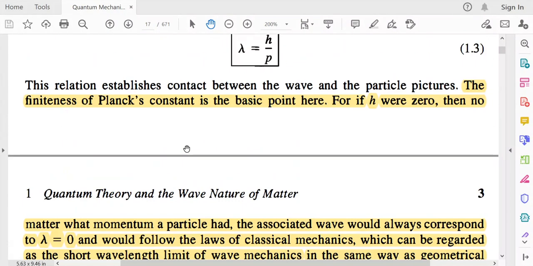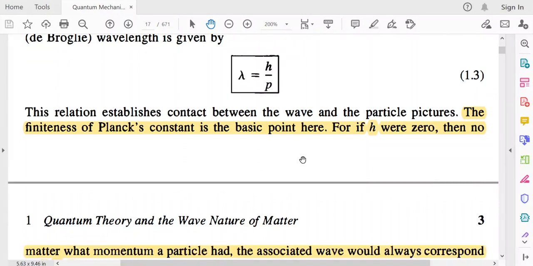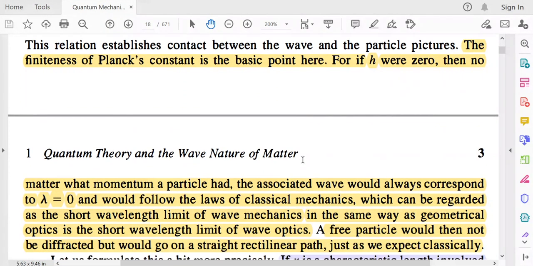But the point is that here we are saying if h is 0, but actually h has a particular value. h is not 0, but in some cases the value of h may be less than the value of some classical objects.